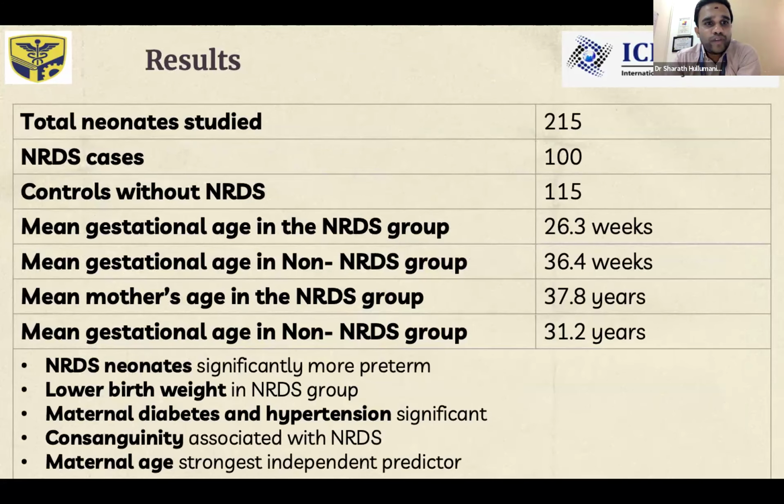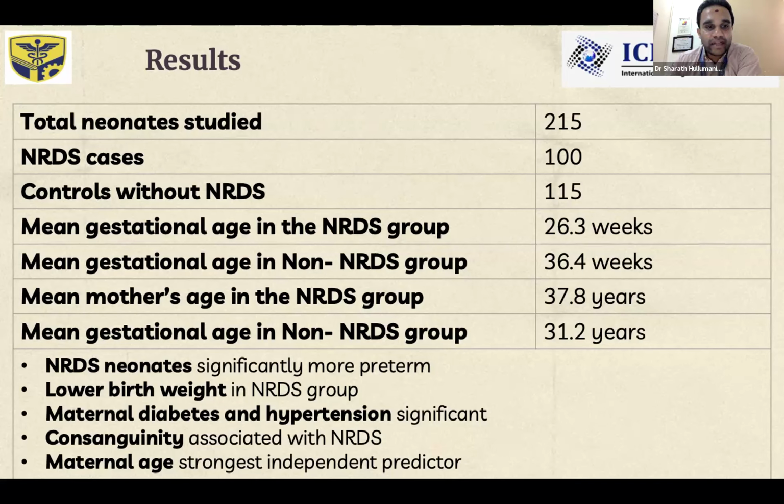So this is the result. We got around 250 neonates. Of those, 100 neonates are NRDS cases, and 115 are non-NRDS neonates, that is the control group. What I found is that mean gestational age was 23.6 weeks in the NRDS group and 36.4 weeks in the non-NRDS group. Mother's age was around 37.8 years in NRDS, and in non-NRDS it was around 31.2 years.